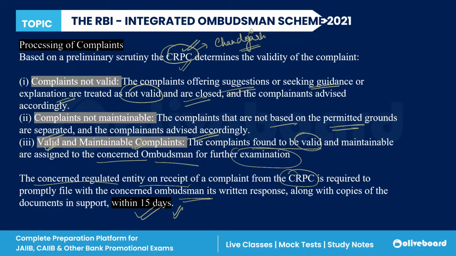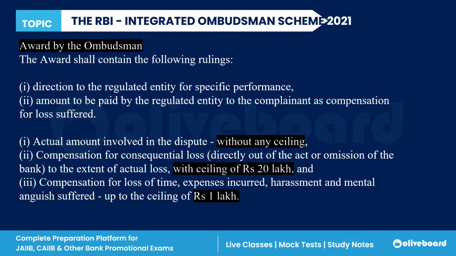That should be filed within 15 days of claiming, right? So this is the RBI Integrated Ombudsman Scheme 2021, the CRPC Chandigarh. Now, what are the awards that can be given under this scheme? What can be the award that can be given under this scheme?